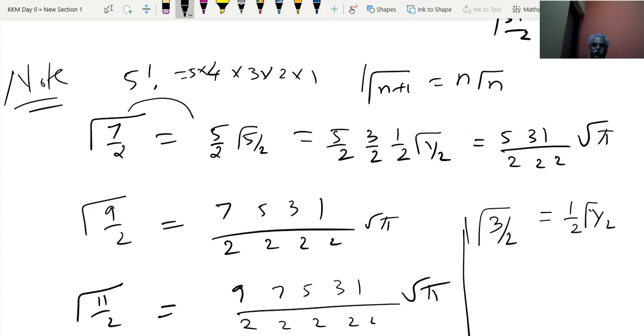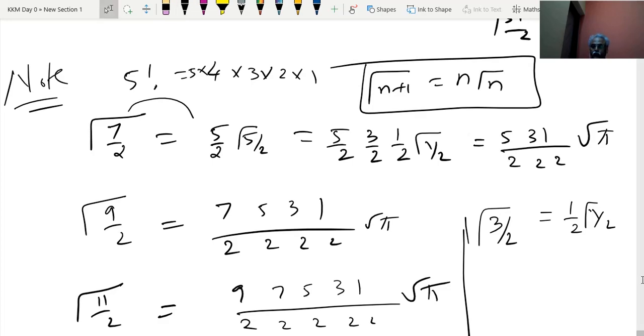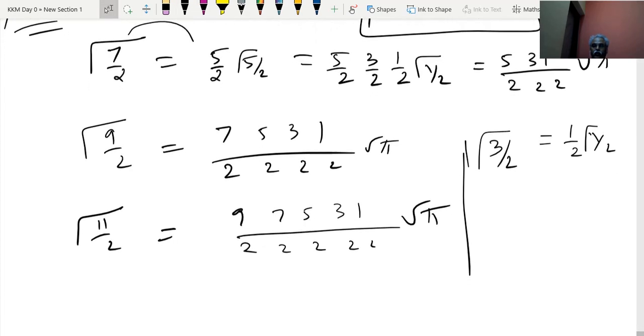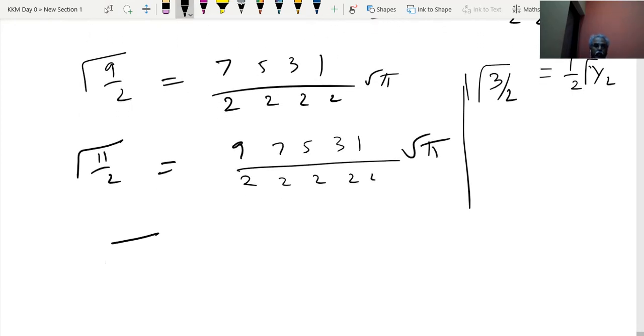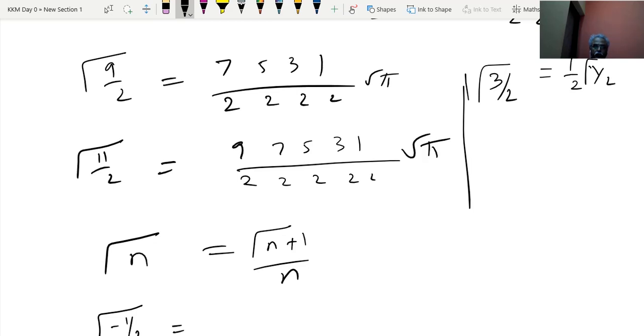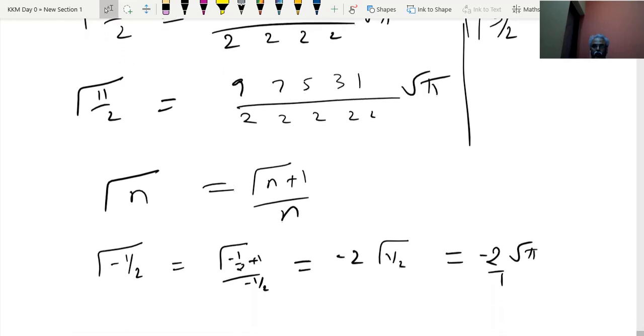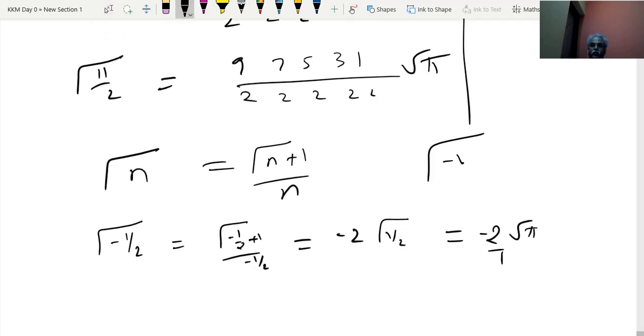Now we'll be using the reverse part of this. So this I am repeating for you purposely. Suppose now gamma n is gamma n plus 1 by n. If I choose gamma minus half here, so it is minus 2 times gamma half, minus 2 times root pi. So gamma of negative fractions exists, but gamma of negative integers does not exist.